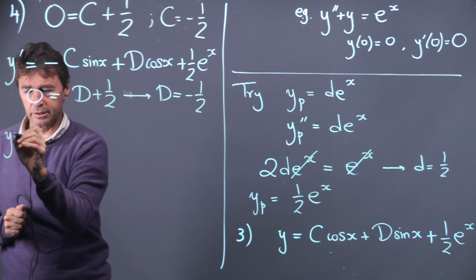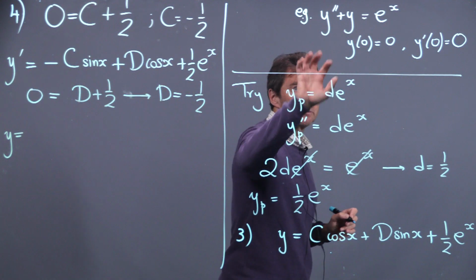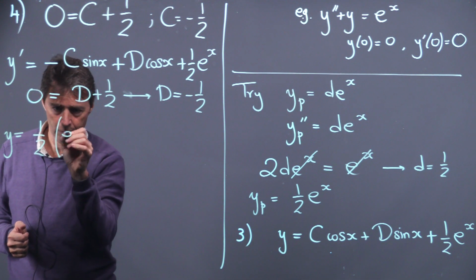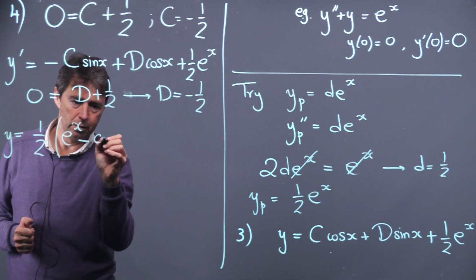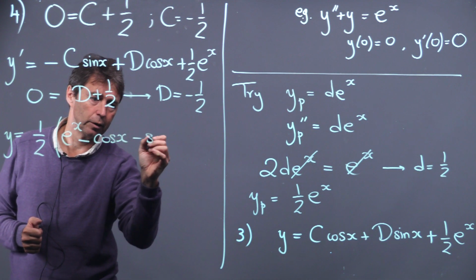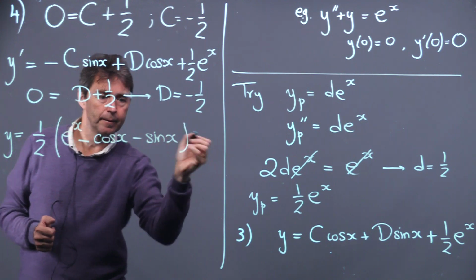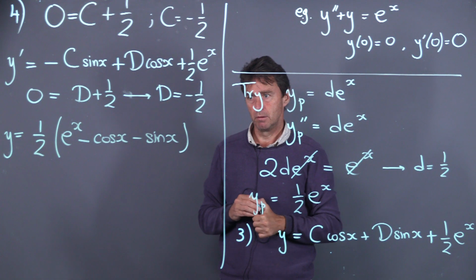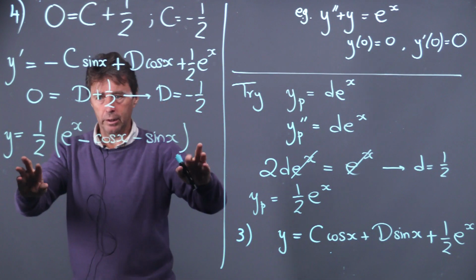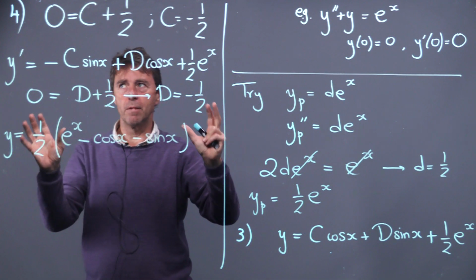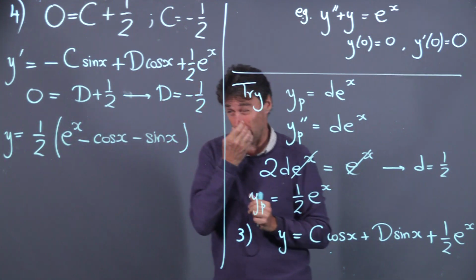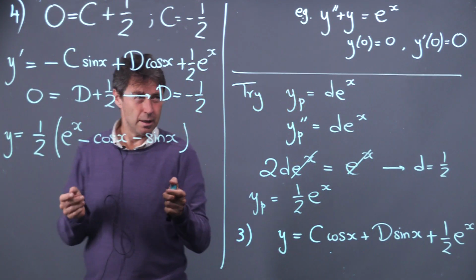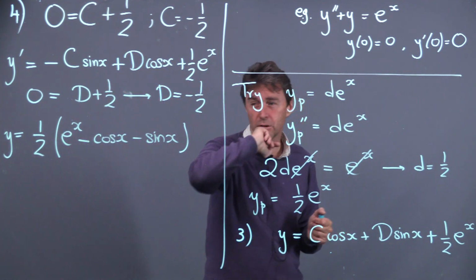So in other words, the solution of this particular problem is 1/2 e to the x minus cosine of x minus sine of x. Okay, so there it is. Let's just have a quick look at it and enjoy the methodology, the recipe that we just came up with. So what is it about? Well, it's about solving this equation with those initial conditions.